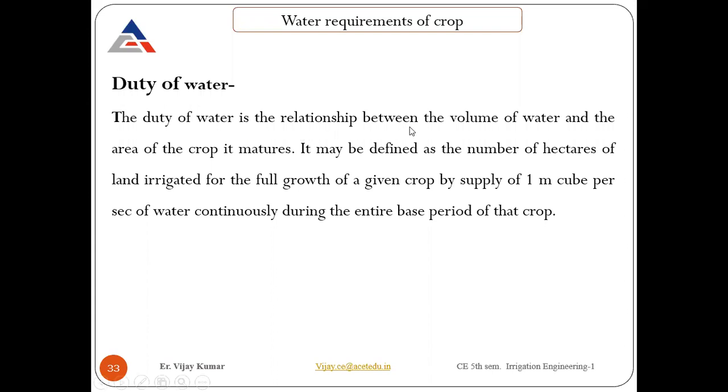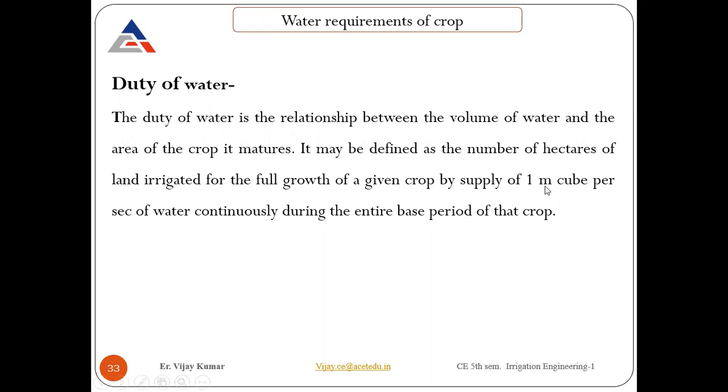So duty of water is the relationship between the volume of water and the area of the crop matured. It means how much volume of water you are supplying, and due to that available water, how much area of crop matures or reaches its growth. It may be defined as the number of hectares of land irrigated, as I just told, for full growth of a given crop. I am just taking 15 centimeter for complete supply for a 120 days base period.